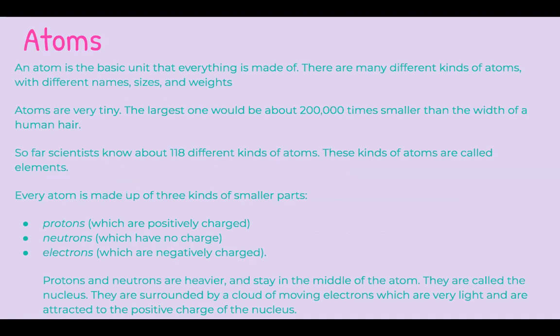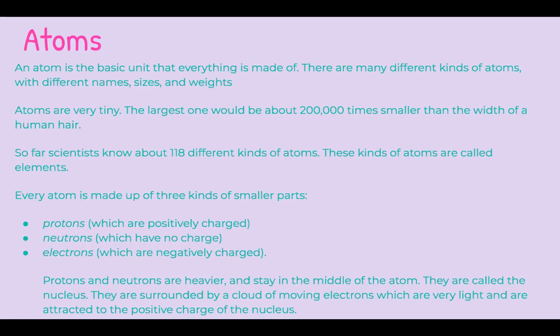Let's start with the basic part of elements, which are known as atoms. An atom is a basic unit that everything is made up of. There are many different kinds of atoms with different names, sizes, and weights. The atoms are very, very tiny. The largest one would be about 200,000 times smaller than the width of a human hair.